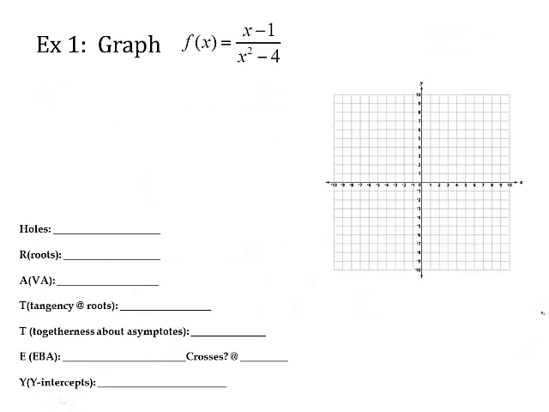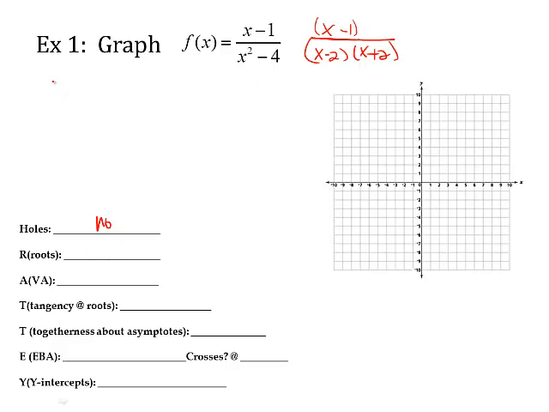Okay, so let's try this. Here's my equation: x minus 1 over x squared minus 4. First thing I want to do is factor. Always factor if you can. The bottom is a difference of squares, so x minus 2 times x plus 2. So I have it in factored form. Let's look. Are there any holes? Do I have any factors in common? No.